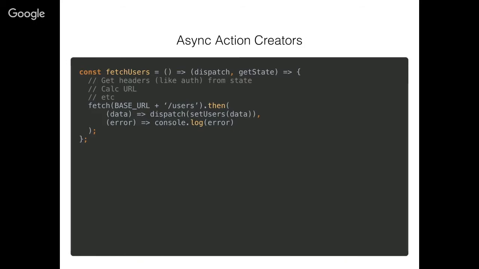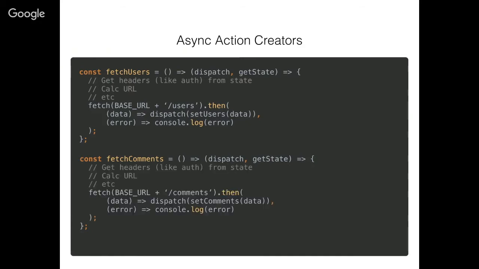Maybe I also want to check my error codes a little bit better than console log. Like, some error codes, I want to show the message. If it's unauthorized, I might want to log out the user. So the logic here becomes really complicated with time. But then after a while, I want to add another action creator, fetching comments for a user. And what happens here? Pretty much the same code.